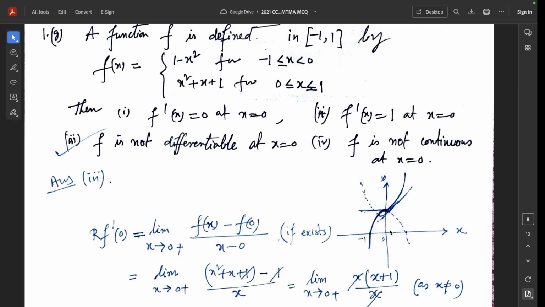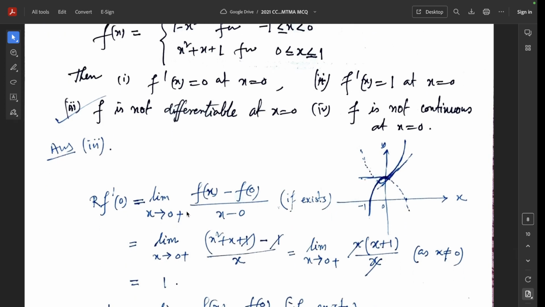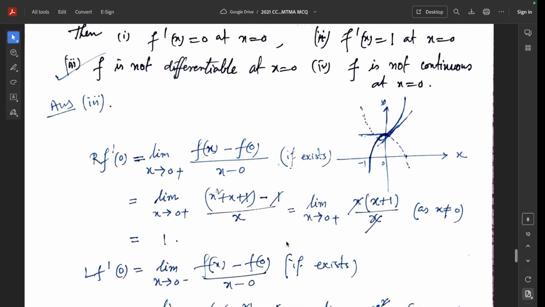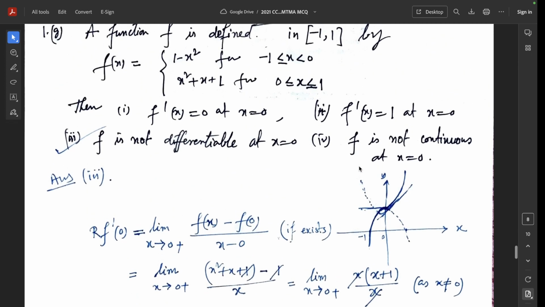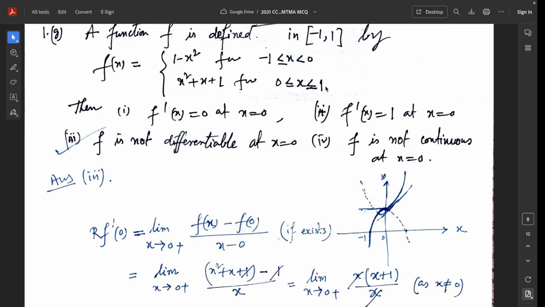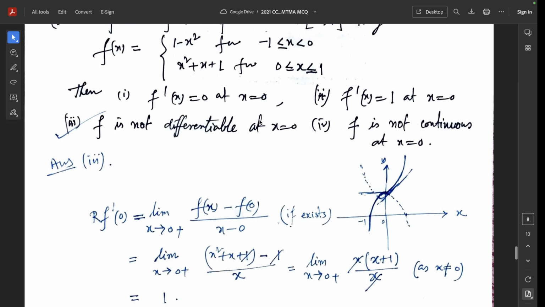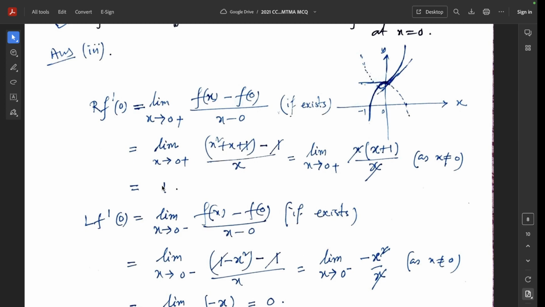At the point 0, we find that this function is continuous but not differentiable, because of the right hand derivative: f'(0) is the limit of (f(x) minus f(0)) by (x minus 0), if this limit exists. For x tending to 0 plus, we take the value x squared plus x plus 1. And f(0) equals 1, because we put x equal to 0 in this part. So we get 1. Actually, this tangent slope is 1, so this is the 1.